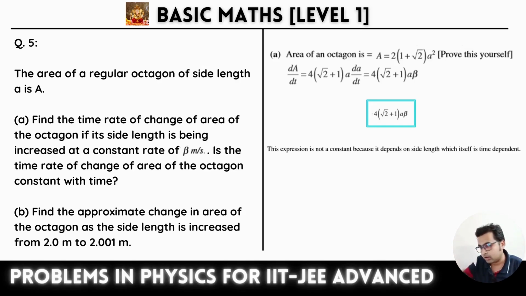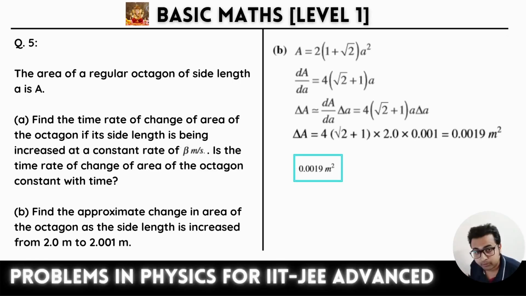Here many students make a mistake. They tick that it is constant, but it is not constant because in the problem it is given that a is increasing. So how can it be constant? Definitely this expression is not constant because it depends on side length, which itself is dependent on time. It is increasing with time. Okay, I hope you got the solution. Now let's move to the next part, part B.